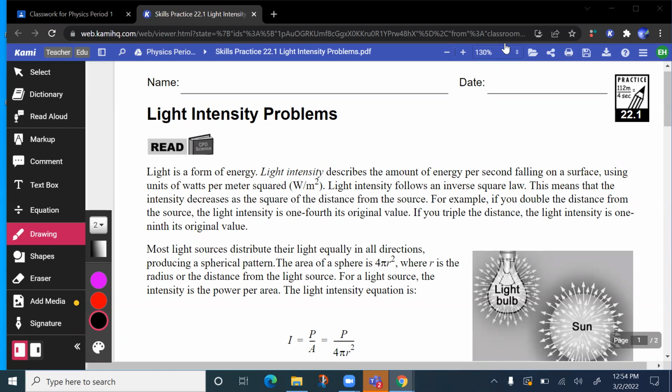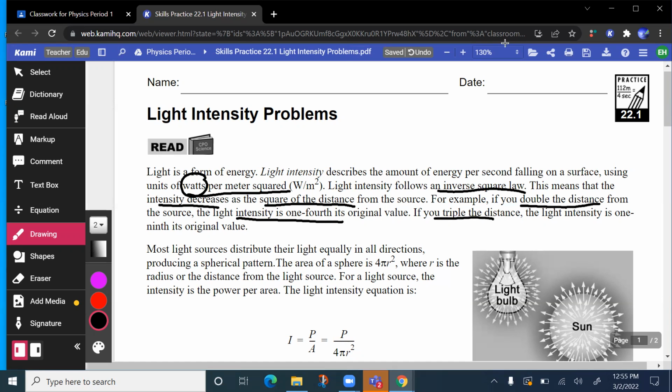Light intensity describes the amount of energy per second falling on a surface, using the units watts per meter squared, where watt is the unit of power or energy per second. Light intensity follows what is called an inverse square law. This means that the intensity decreases with the square of the distance from the source. So if you double the distance from the source, the intensity is 1/4 of its original value. If you triple the distance, the intensity is 1/9 its original value.